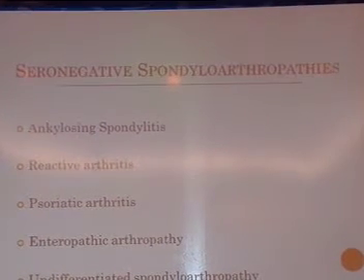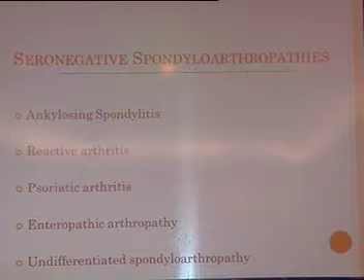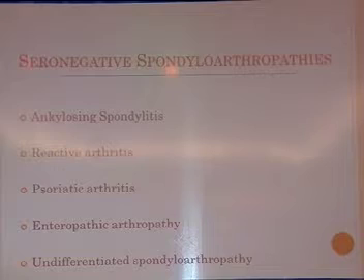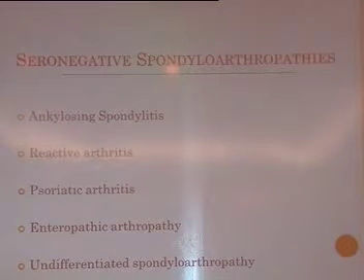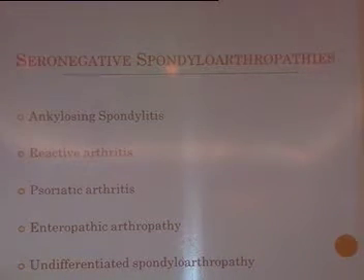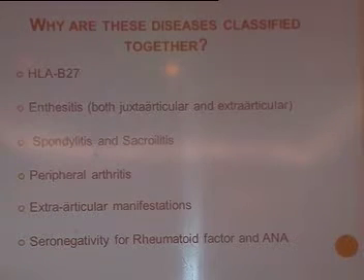Now the conditions included in this group are ankylosing spondylitis, which has inflammation of joints; reactive arthritis, which is normally in response to some infection, also referred to as Reiter syndrome; psoriatic arthritis, associated with a skin condition called psoriasis; and enteropathic arthritis, associated with inflammatory bowel disease, including Crohn's disease and ulcerative colitis. And undifferentiated spondyloarthropathy, which does not fit into any of the above. Now, why are these diseases clubbed together? Because they have certain features in common.